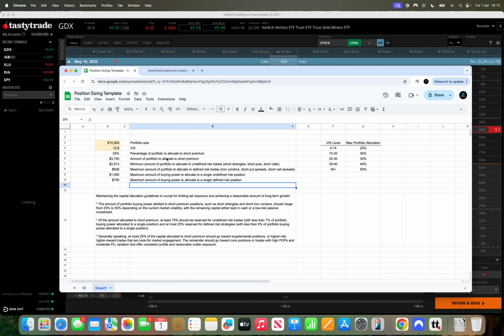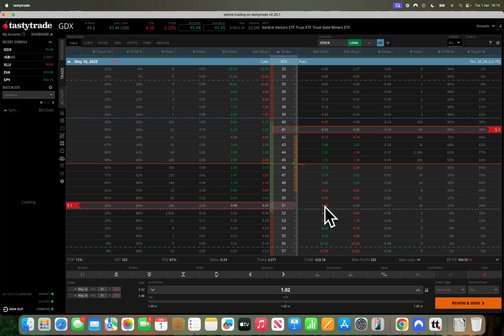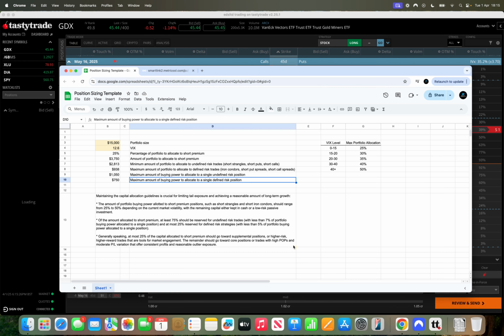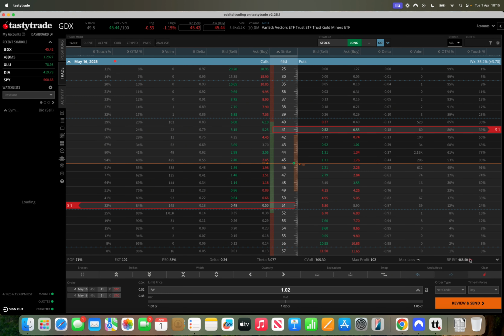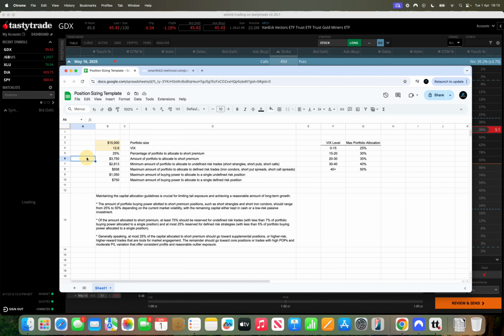I'm not going to go through everything here, but just as an example, what we showed you in this video is an undefined risk position. So if we look here, maximum amount of buying power to allocate to a single undefined risk position. This one here, sorry, not the bottom one. As you can see here, it's saying that the maximum we should be allocating to a position like this in this example portfolio is $1,050, and our buying power requirement here is 468, which fits perfectly in our portfolio. So this would be a position that you might look to put on. So basically that's how the template works.